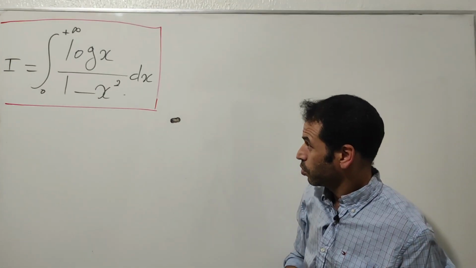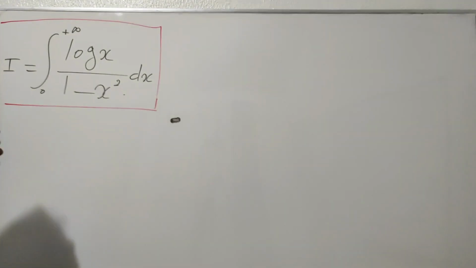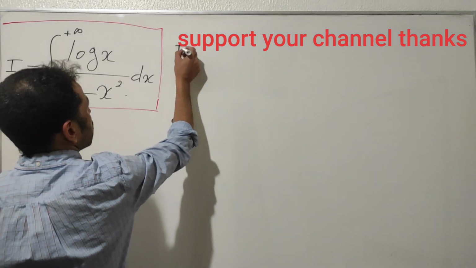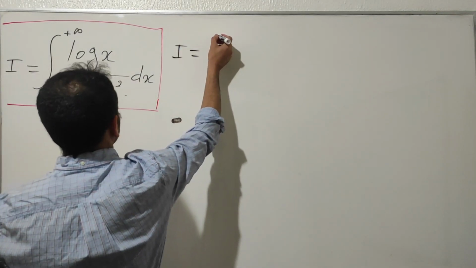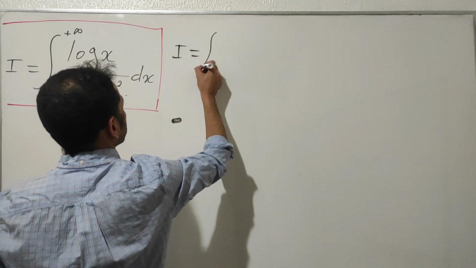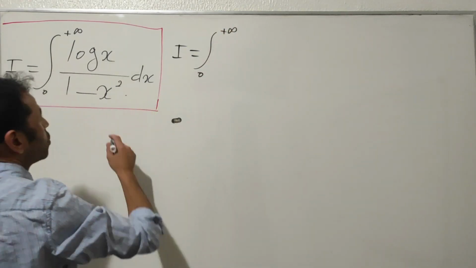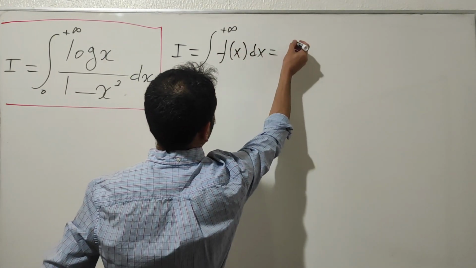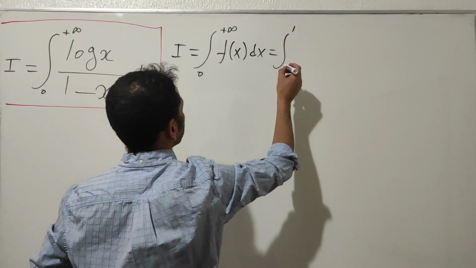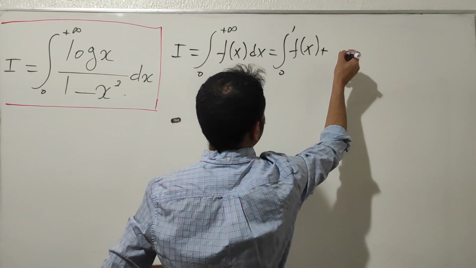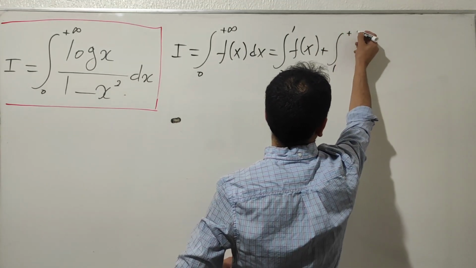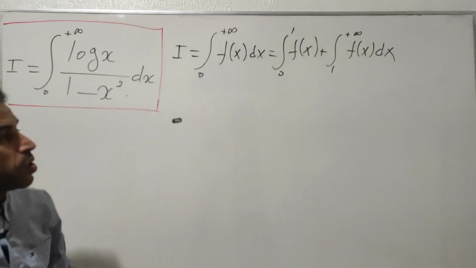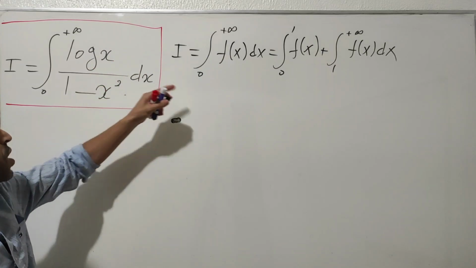So now let's jump into this integral to see what it gives us. Okay, as we solve this integral, we are going to divide it into two parts. So this integral I is going to be the same as the integral from 0 to plus infinity. Let's name this one f of x dx, which equals the integral from 0 to 1 of f of x plus the integral from 1 to plus infinity of f of x dx. I don't need to write the whole expression, so I'm simply going to call it f of x.